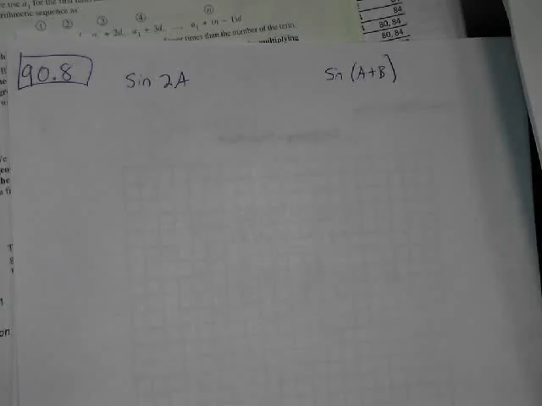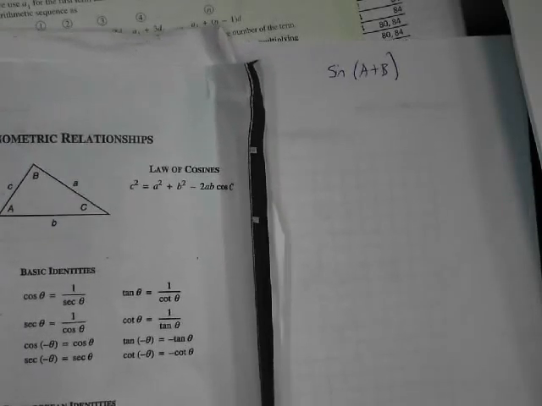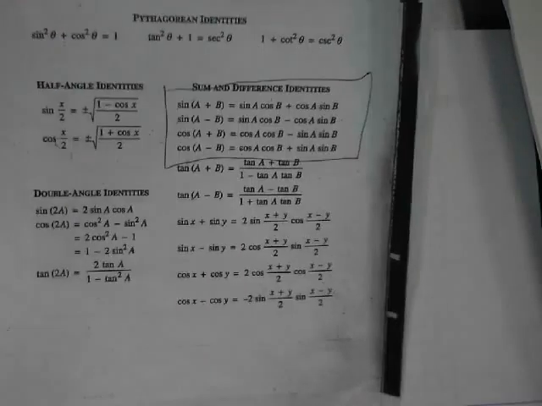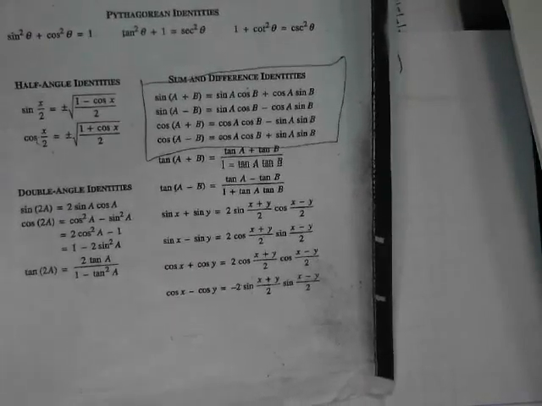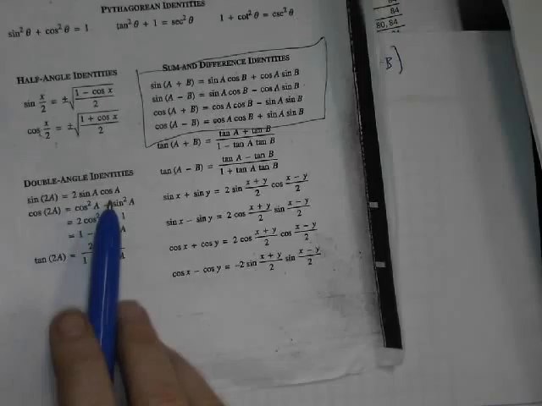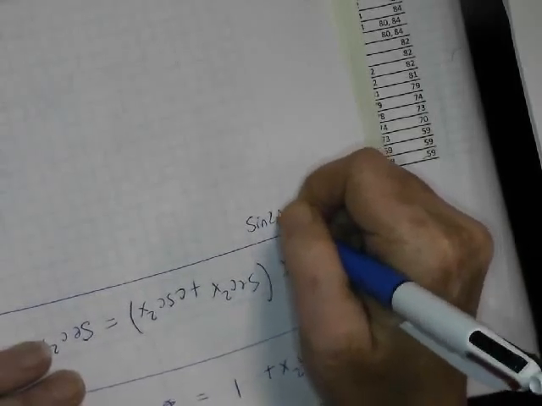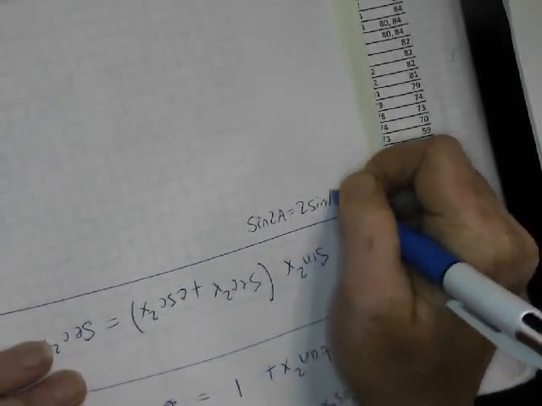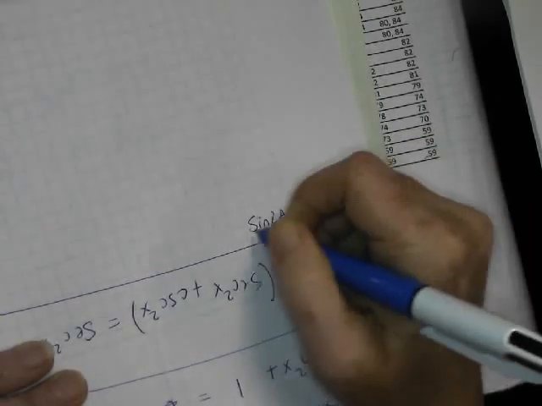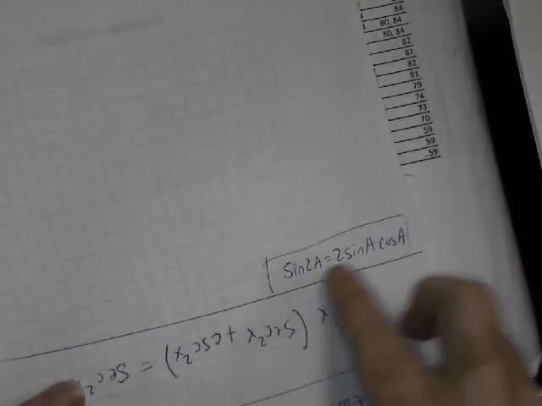So this is lesson 90, number 8, and I'm supposed to develop the identity for sine of 2A. I want to see where I'm going, so I'm going to find it here. It's 2 sine A cosine A, so I'm just going to write that down here. Sine of 2A equals 2 sine A cosine A, because once I develop it, I want to make sure I do my development correctly.